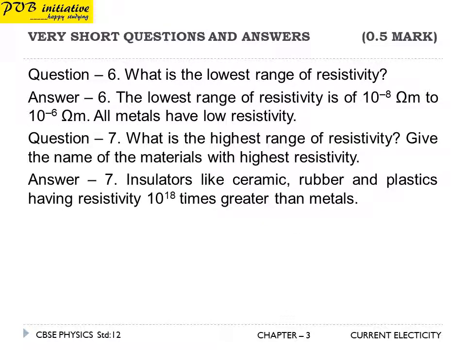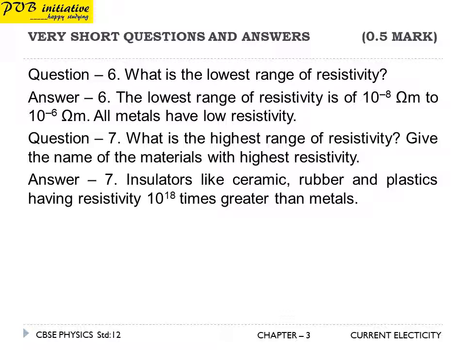Question 6. What is the lowest range of resistivity? Answer 6. The lowest range of resistivity is 10 to the power minus 8 ohm meter to 10 to the power minus 6 ohm meter. All metals have low resistivity.